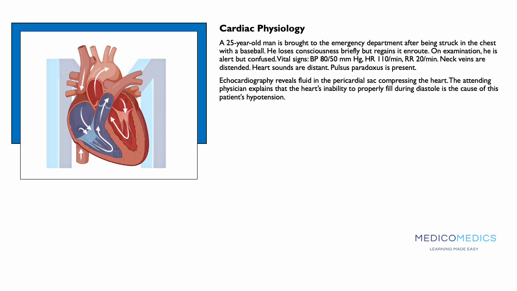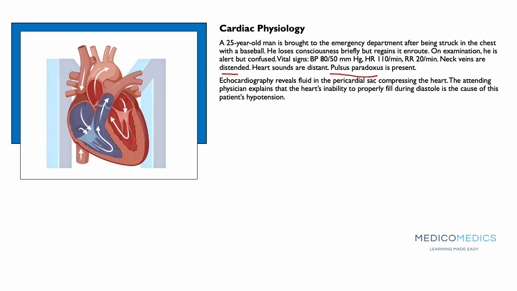A 25-year-old man is brought to the emergency department after being struck in the chest with a baseball. He loses consciousness briefly but regains it en route. On examination, he is alert but confused. Vital signs show BP 80/50, heart rate is 110, respiratory rate is 220 per minute. His neck veins are distended, heart sounds are distant, Pulsus paradoxus is present.